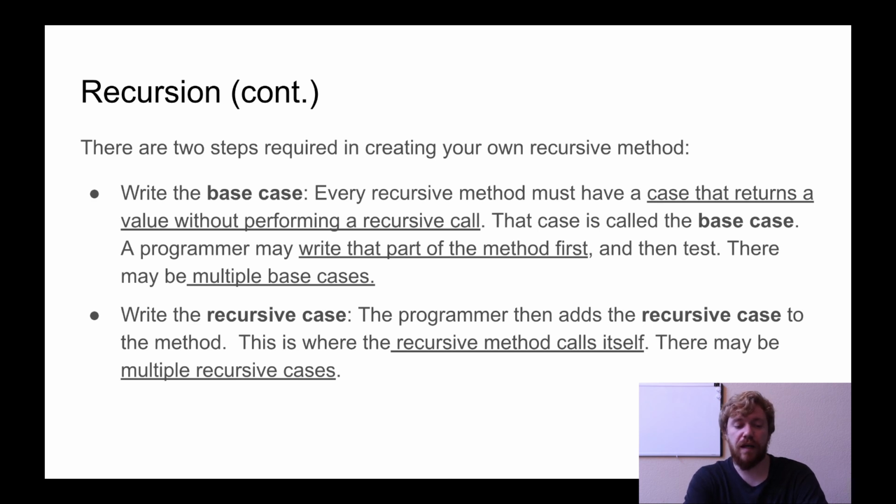Now the second step is to write the recursive case. The programmer then adds the recursive case to the method, which is where the recursive method will call itself. There may be multiple recursive cases. So in our case, we only had an else statement where the countdown method called itself. But there could be, once again, else ifs, where there are different conditions where you might call yourself with different inputs.